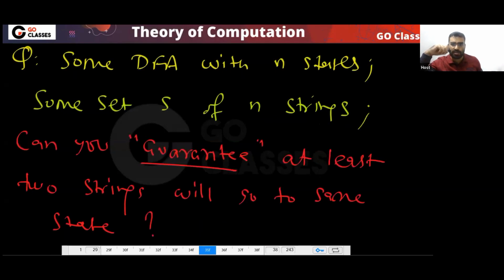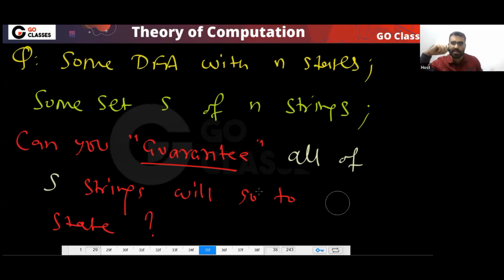Now tell me this question. Can I guarantee that all of them will go to different states? Can I guarantee all strings of S will go to different states? Can I guarantee this one will go to different states? Again, I cannot guarantee. So what can I say?